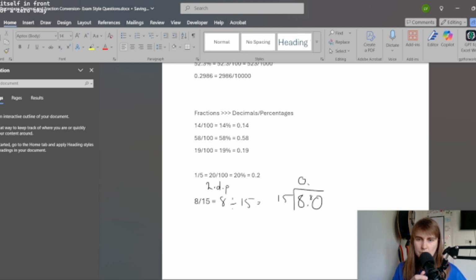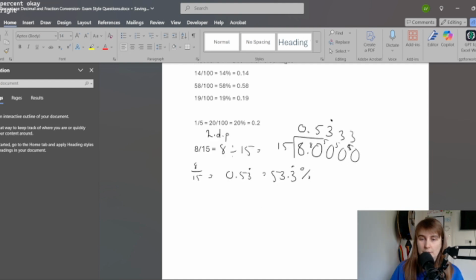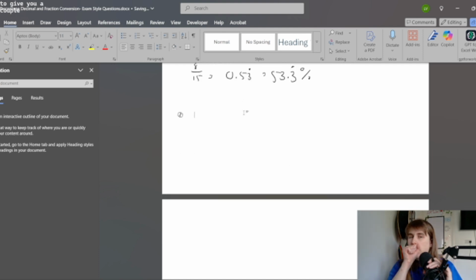Okay. So, how many 15s in 80? Well, there are 4 in 60, so that's 5, with a remainder of 5. There are 3 in 50 with a remainder of 5, and what will happen there is the 3s will keep going on. So actually, 8/15 is the same as 0.53 recurring. We put that little dot above to show it's a recurring number, which of course is also the same as 53.3 recurring percent.